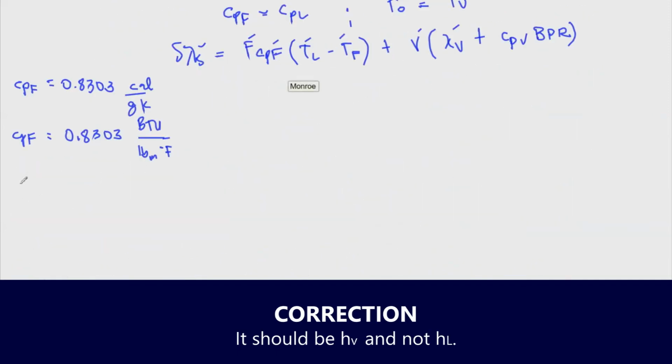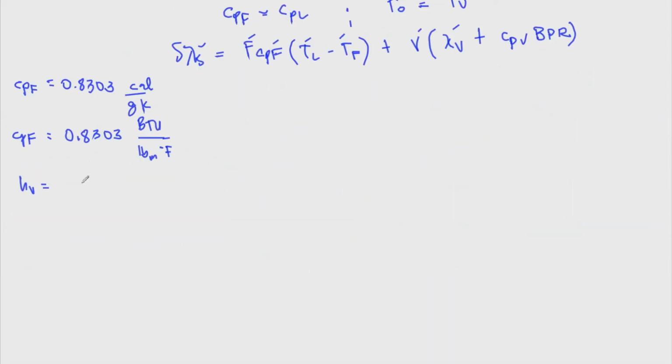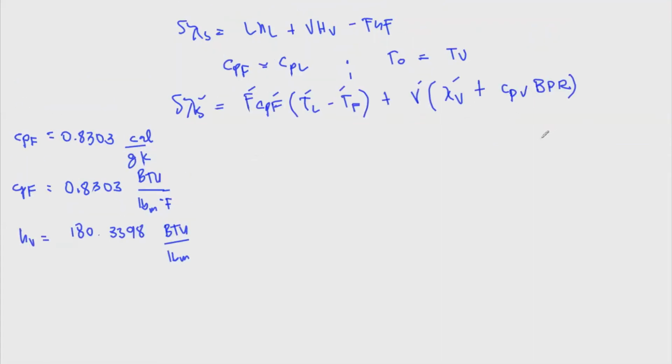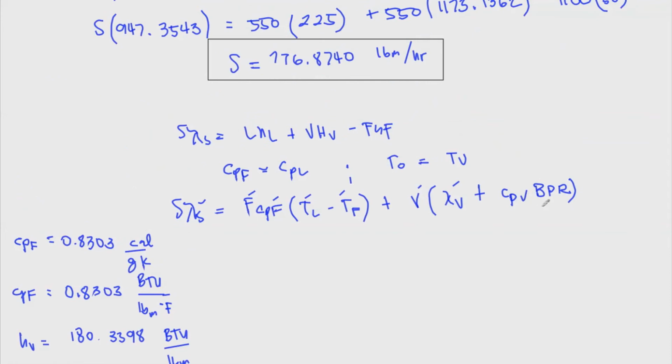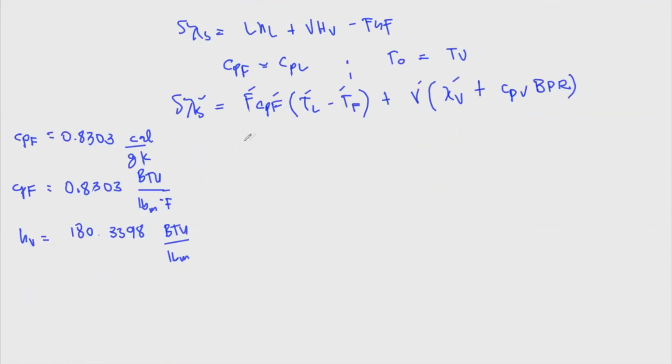H sub V from the Perry's handbook is equal to 180.3398 British thermal unit per pound mass. Okay, so knowing this value, we can now solve for our lambda V, and then Cp of the vapor and then BPR. So let's just substitute all of these values.